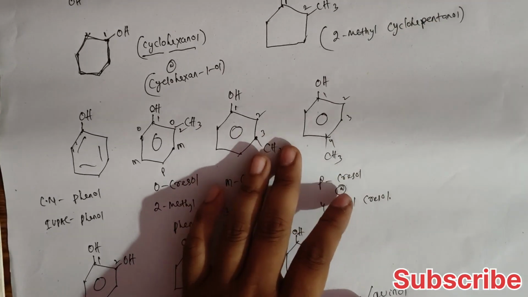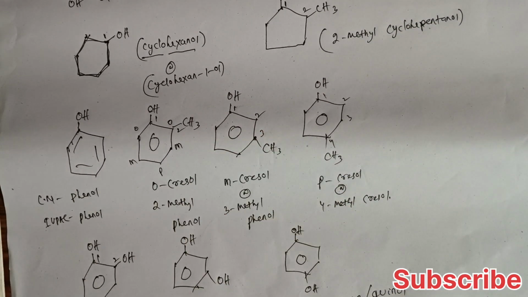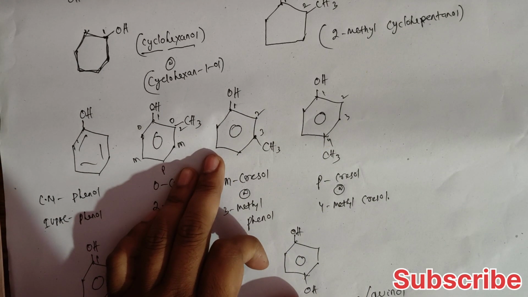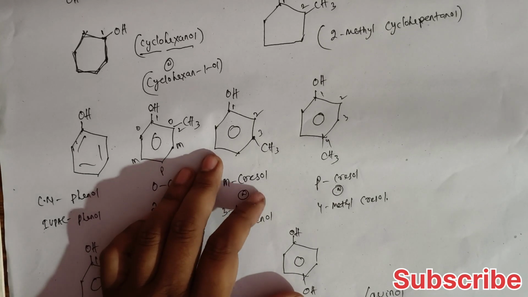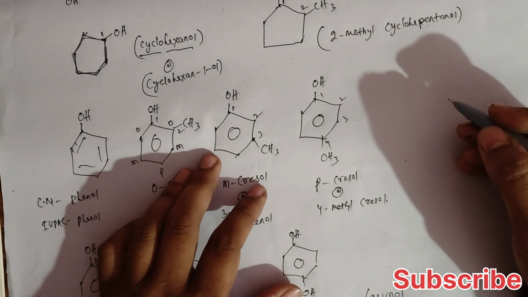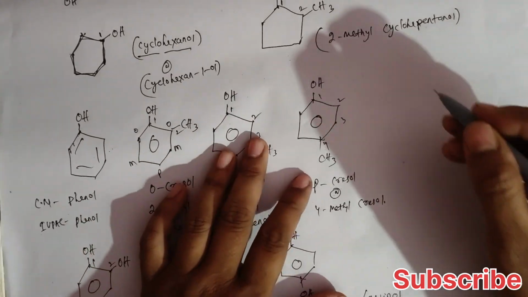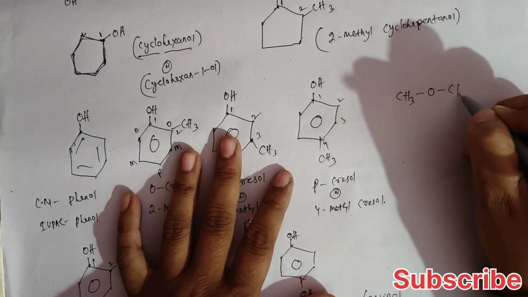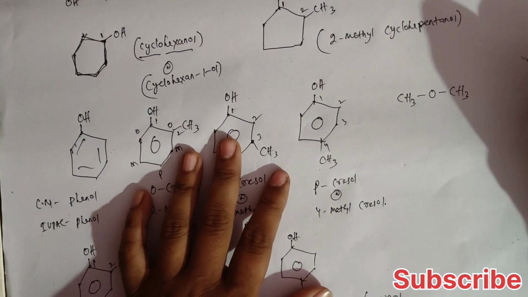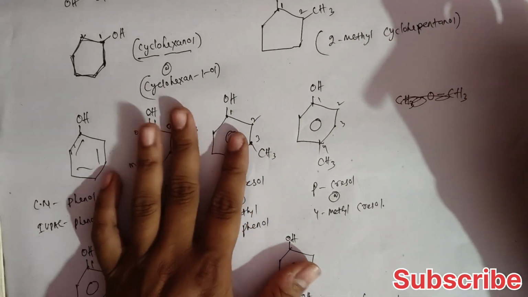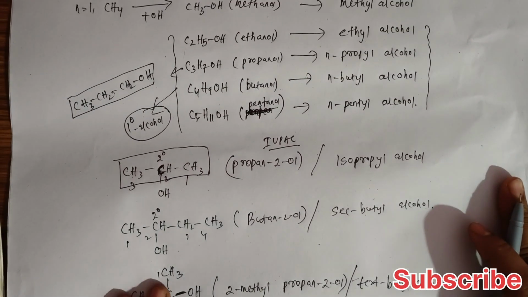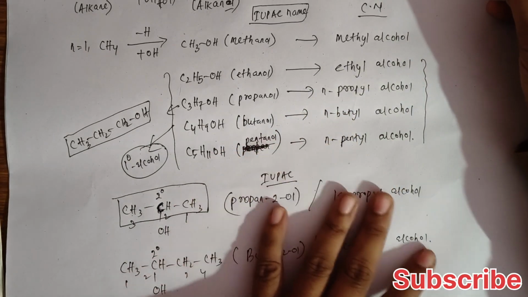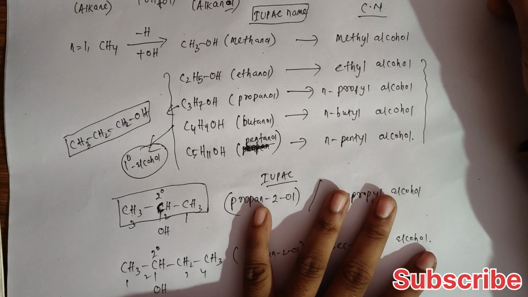Now come to ether. How can we name ethers? Ethers are very simple. To name the ether, I will write the IUPAC name and common name. CH3OCH3. Okay, ether. Now we have to write the IUPAC and common name of both.